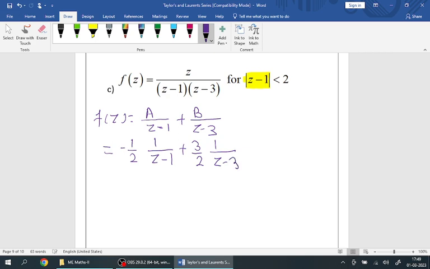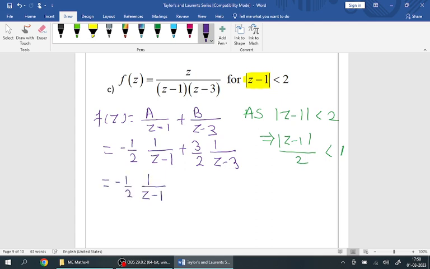So this is the partial fraction first. Now mod z minus 1 is less than 1, as mod of z minus 1 is less than 2 gives us mod z minus 1 upon 2 is less than 1. So everything first of all we should have in the form of z minus 1. The first term is already in the required form, so no need to do anything for that first term.